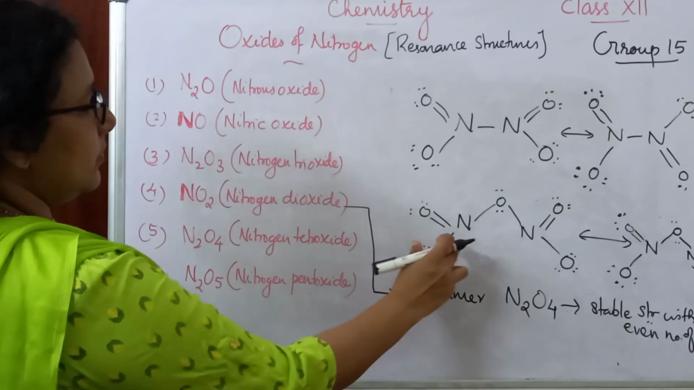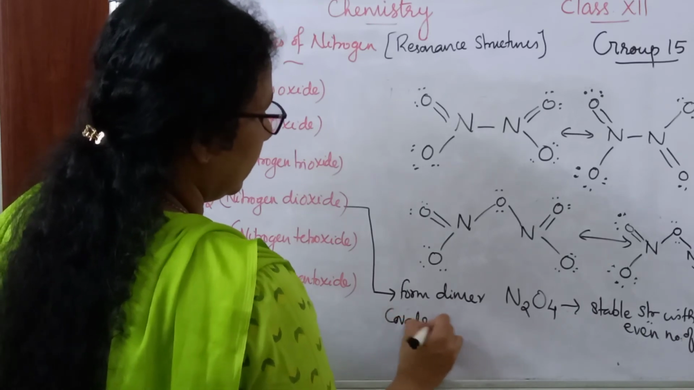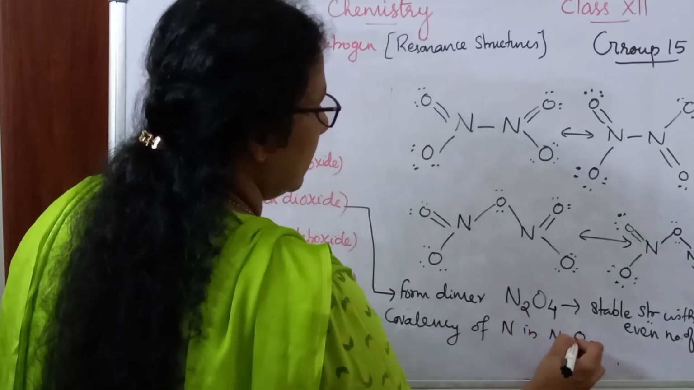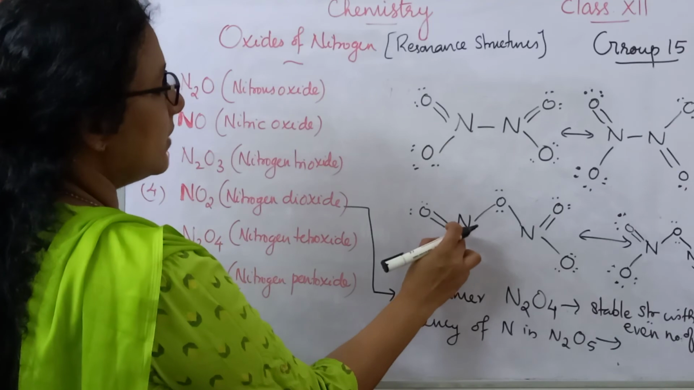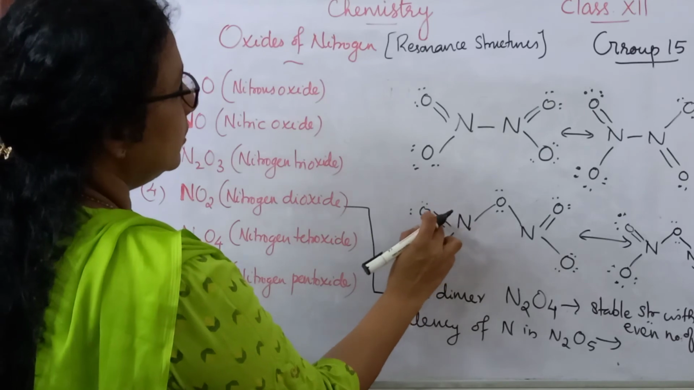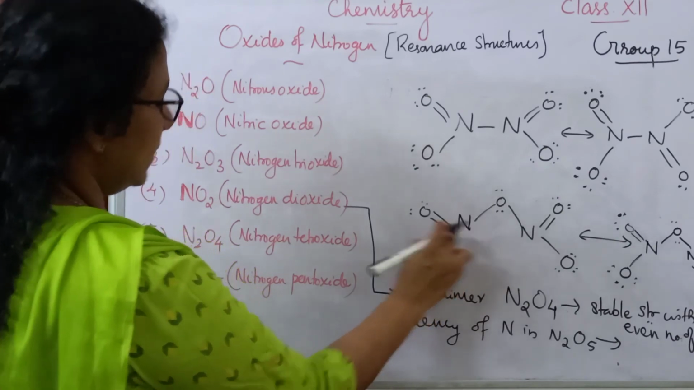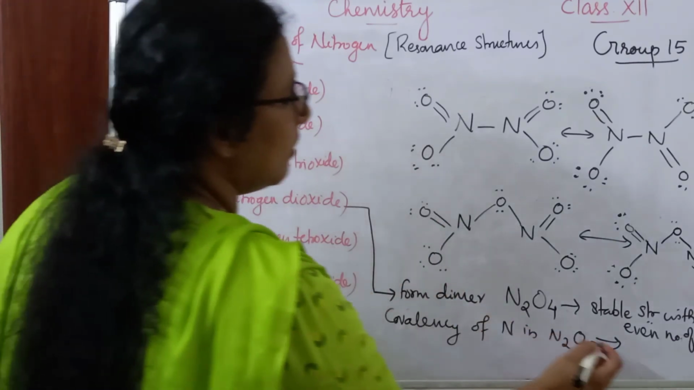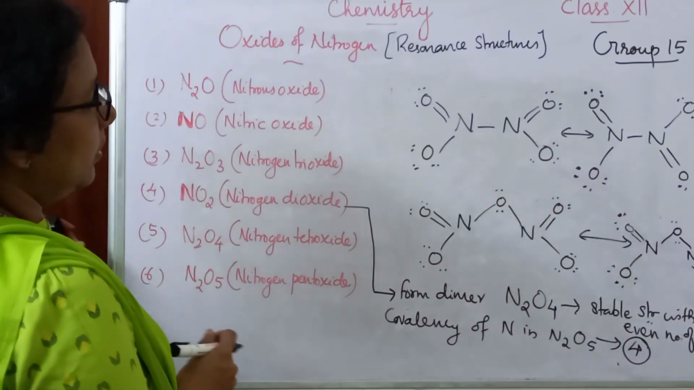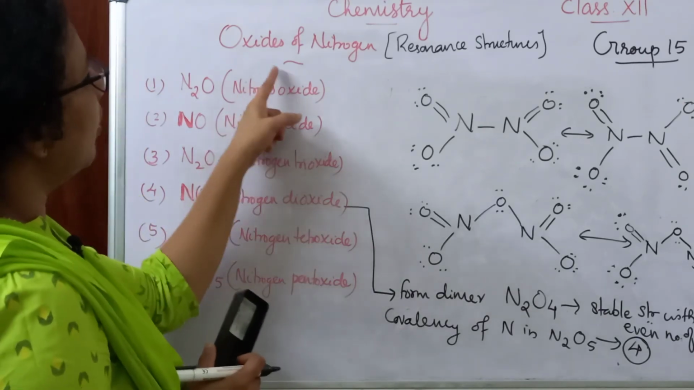Then N2O5. Here there is a question. What is the covalency of nitrogen in N2O5? How many bonds are there with nitrogen in this structure? So it is 1, 2, 3 and 4. So 4 bonds are there. So the covalency of nitrogen in nitrogen pentoxide is 4. So these are the 2 points to be noted while studying the oxides of nitrogen. So this is about the structure of oxides of nitrogen.